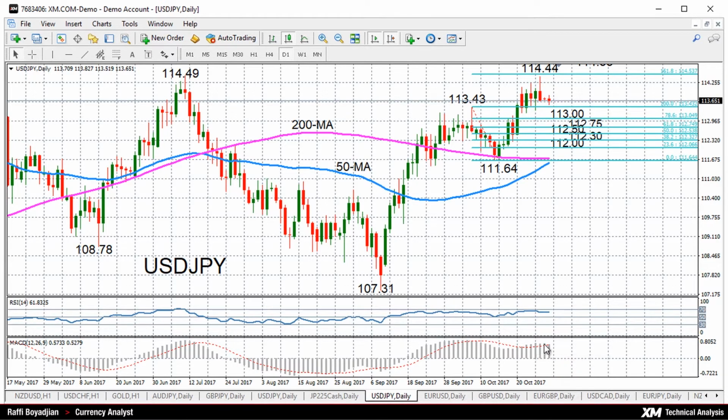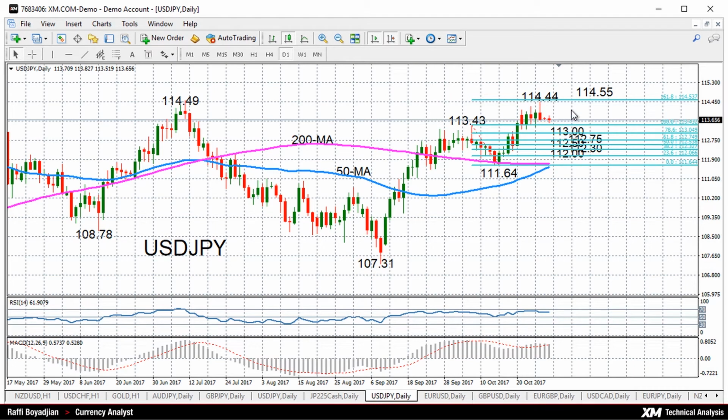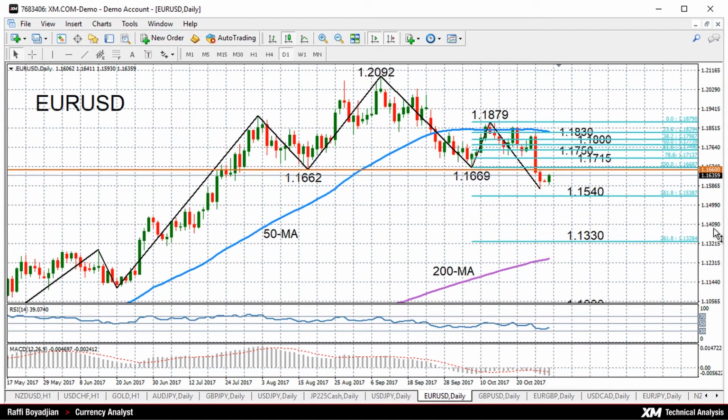As you can see, the MACD histogram has been slightly trending downwards from last week's top, and it's close to slipping below its red signal line. But should prices reverse higher and we see the 50-day moving above the 200-day, that would definitely support further upside. With a break above the 114.50 area, we should see the next resistance coming at the 261.8% Fibonacci at 116.30.